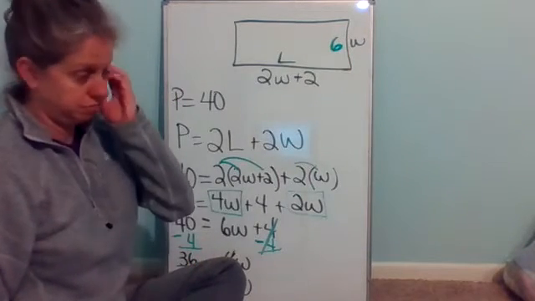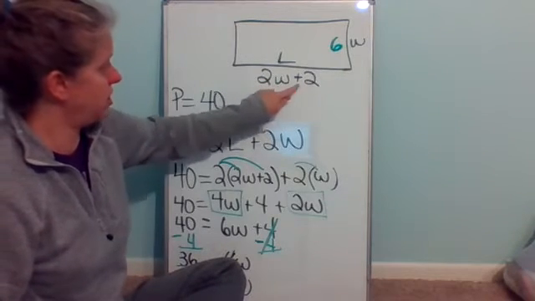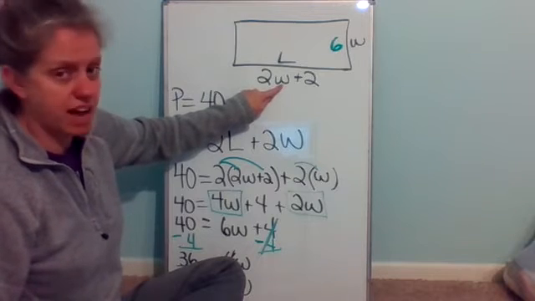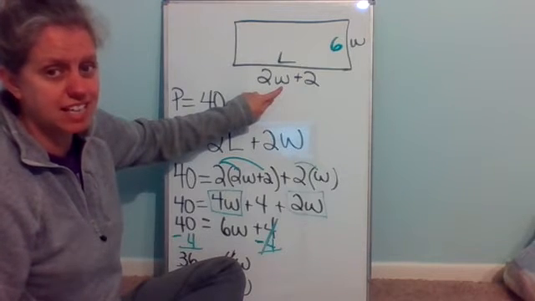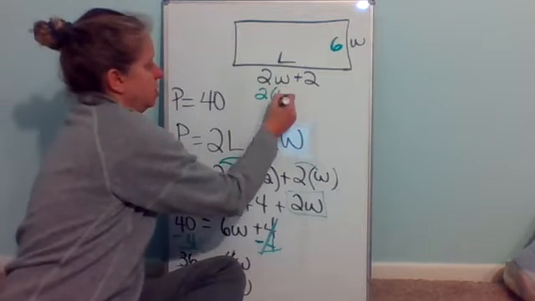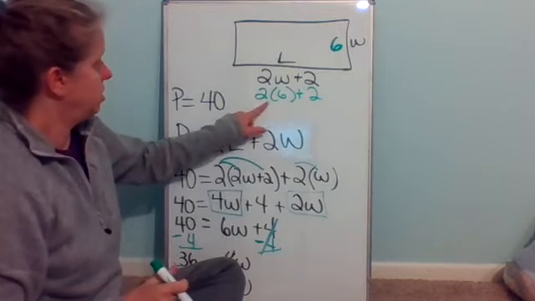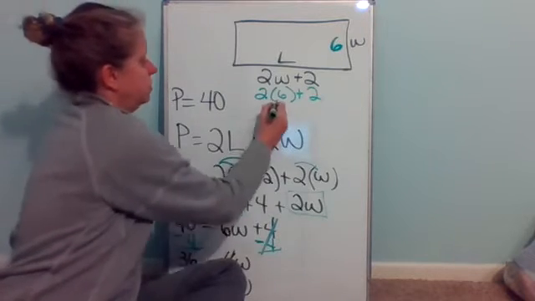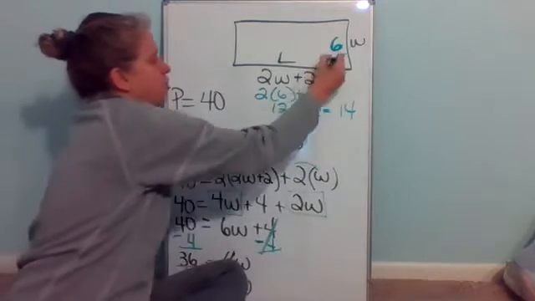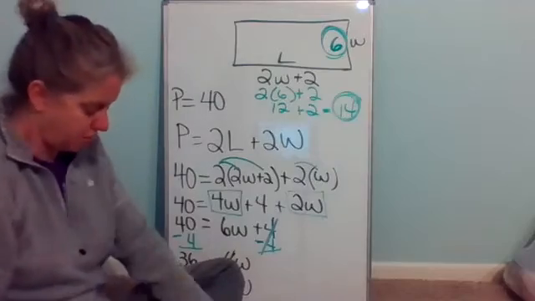Well, if you know what w is, don't you also know what this side is? How much is W? What did I just find? I found out that this W is really 6. So if I plug that in, I'll have 2 times 6 plus 2, which gives me 12 plus 2, which gives me 14. So the width is 6 and the length is 14.